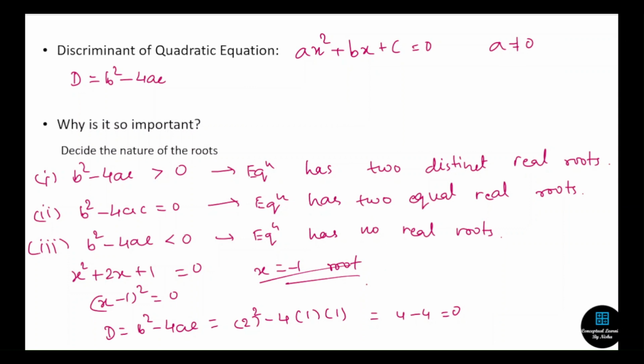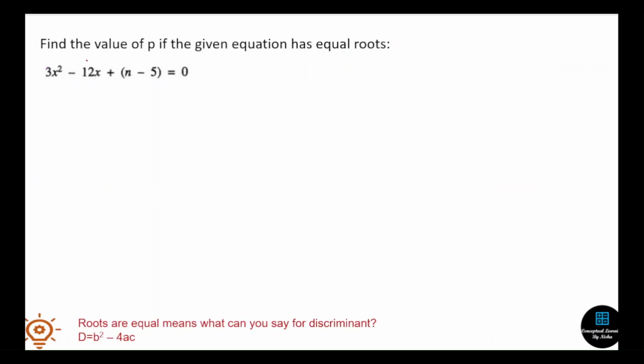Now let's understand with one more example. Now here we have to find the value of p when given that the equation has equal roots. Now equal roots means second condition, when discriminant D equals 0. So first of all we'll compare this equation with ax square plus bx plus c equals 0. Remember the x term will be positive for us. So if here the coefficient is negative, then you have to consider the sign as well.